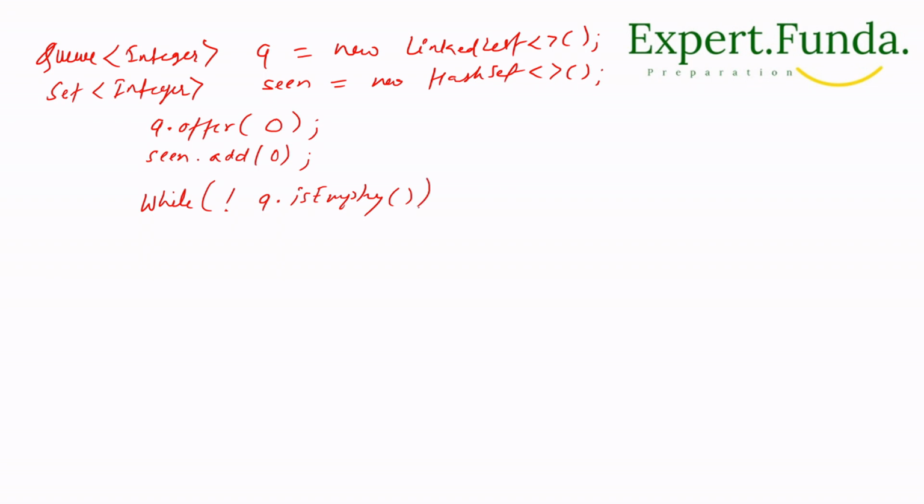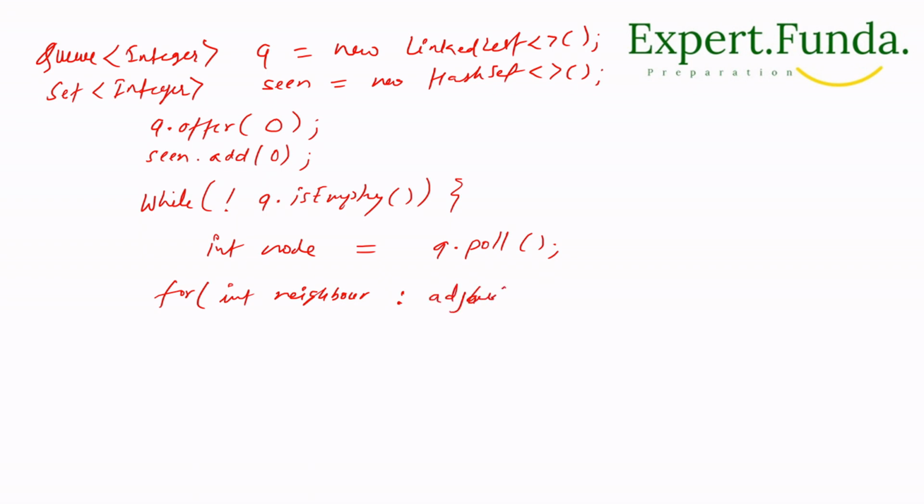If the queue is not empty, then we'll go to the queue and remove, we'll do queue.poll. So we will return the value, and that is our int node. Now we have to go to all the neighbors of this node. Let's say this is our parent node, that is the root node. So we have all its neighbors, right? It will come from the adjacency list.